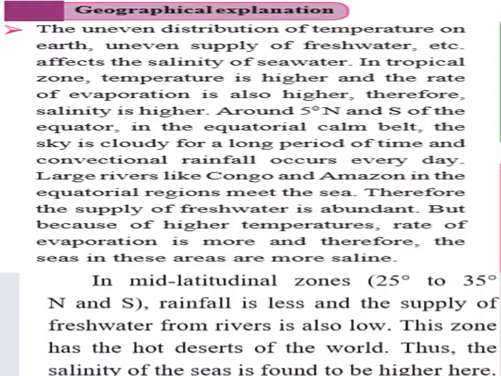Next, we will read, in the mid-latitudinal zone, 25 degrees to 35 degrees north and south, rainfall is less and the supply of fresh water from rivers is also low. This zone has the hot deserts of the world. Thus, the salinity of the seas is found to be higher here. Salty water.